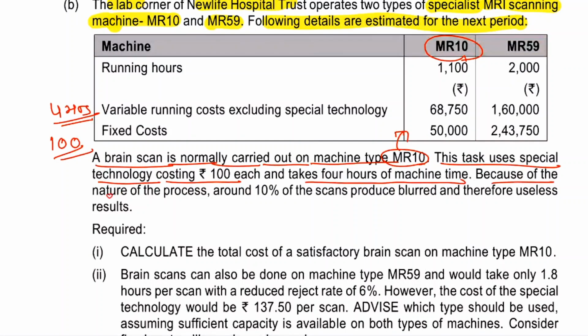Because of this nature of the process, around 10% of the scans produced blurred and therefore useless results. What does that mean? Because of the nature of the process, if you do 100 scans, out of 100 scans, 10 scans will be blurred, defective we can say. So what you get out, actual output as 90, normal loss. Like it is 100 units, so 100 minus 10 and you're gonna get 90. Clear है ये? Done.